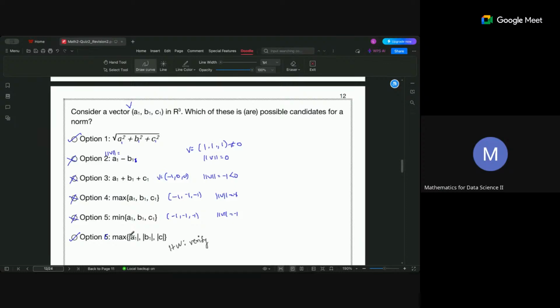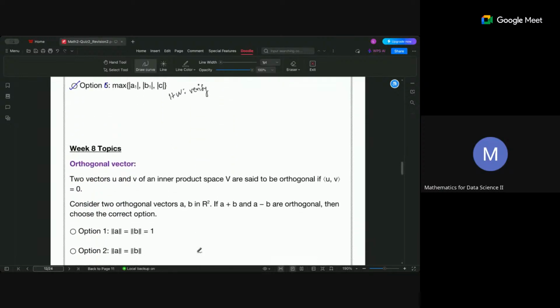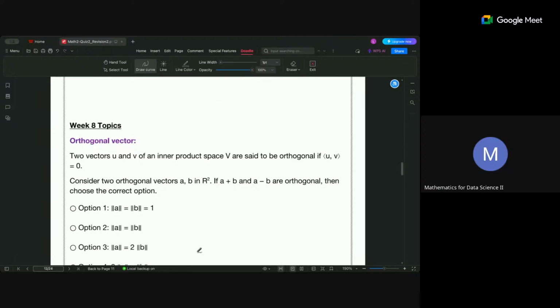Yes or no? Yes. Okay, fine. So just make sure that you verify the properties and see whether all the properties are satisfied. It is quite a simple exercise. If you want to try, please verify. Okay. So moving to week 8, what are orthogonal vectors?